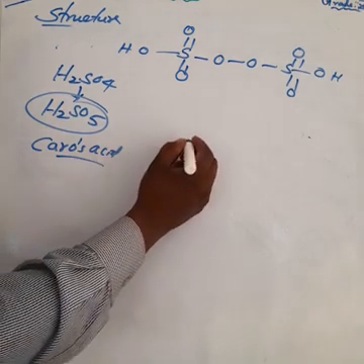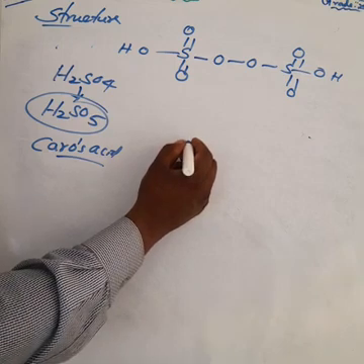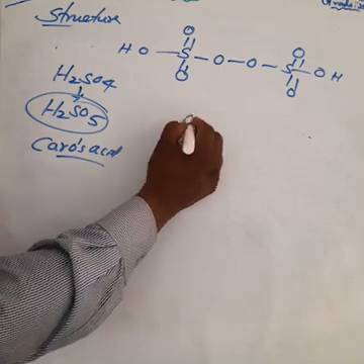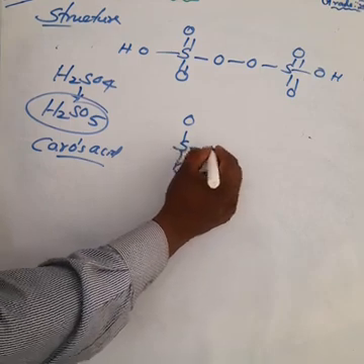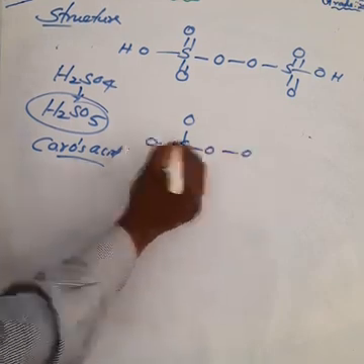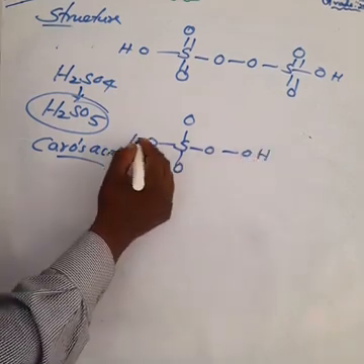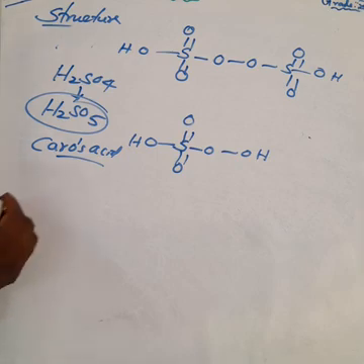Then the structure. There are five oxygen atoms. Sulfur is surrounded by four oxygen atoms: upper one, below one, side one, next side one, and again one more on the side. So five oxygen atoms are over. How many hydrogen atoms? Two hydrogen atoms, on both sides. Sulfur oxygen bond double bond, sulfur oxygen bond double bond. Okay, the next, last one.